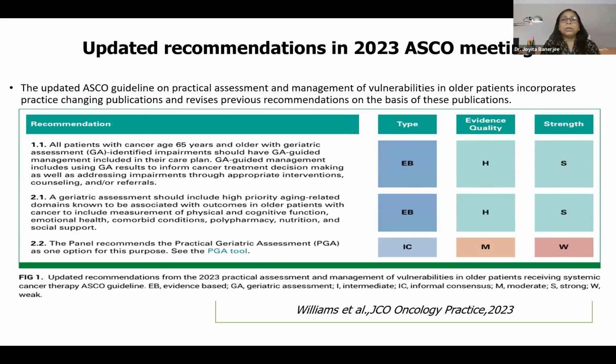A geriatric assessment should include high priority aging-related domains, like we have already discussed: the functional domain, physical and cognitive function, emotional health, comorbid conditions, polypharmacy, nutrition, social support. These are very important domains in an elderly cancer patient. The panel also recommends a practical geriatric assessment, which is a combination of all the validated tools of the different domains, also a screening tool, a chemotherapy toxicity calculator, either the CARG or the CRASH calculator, and also a life expectancy calculator, either the Lee or the Schonberg tools. So these are the updated recommendations from ASCO.